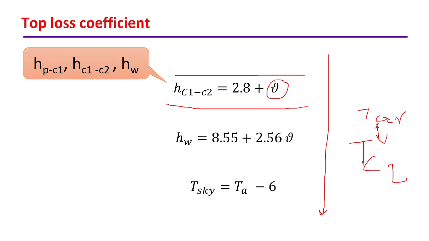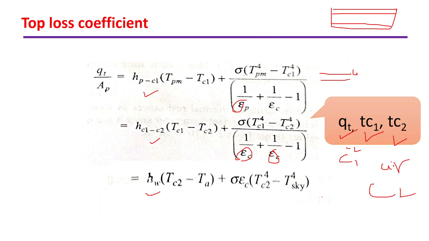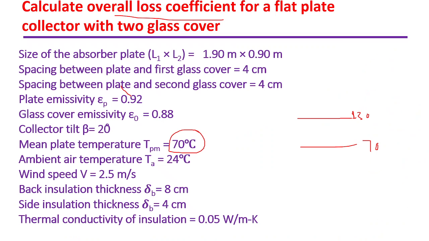Based on that, you can calculate. Now you will have the values for HPC1, HC1 to HC2, and H omega. Based on these values you can get the exact TC1, TC2, and the QT. The area of the absorber plate is given in the problem statement: length L1 into L2 is given, so the area will be 1.90 into 0.90 meter square.